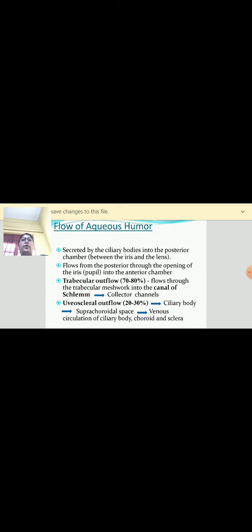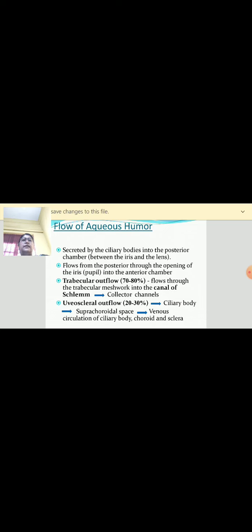Flow of aqueous humor, we have here the flow mainly is the trabecular outflow and the uveoscleral outflow. Trabecular outflow comprises the major portion, that is 70 to 80%. It flows through the trabecular meshwork into the canal of Schlemm and then to the collector channels. And in the uveoscleral outflow, we have ciliary body, then to the suprachoroidal space, then to the venous circulation of the ciliary body, choroid and the sclera.